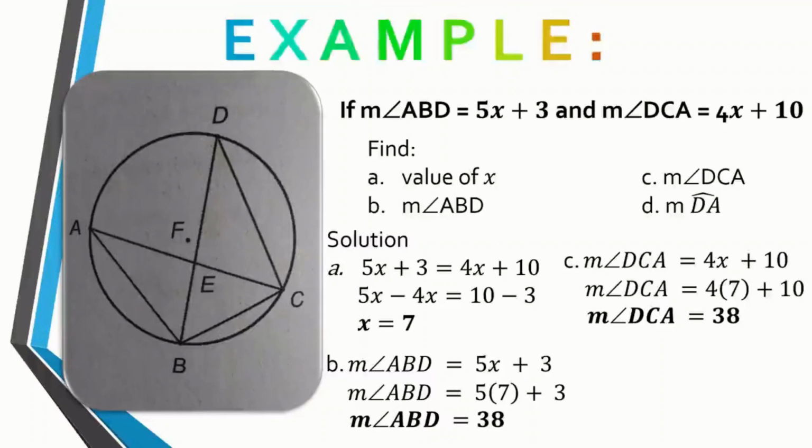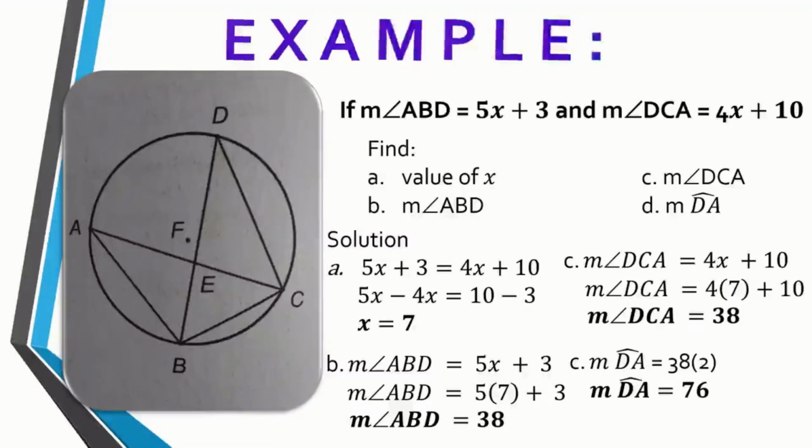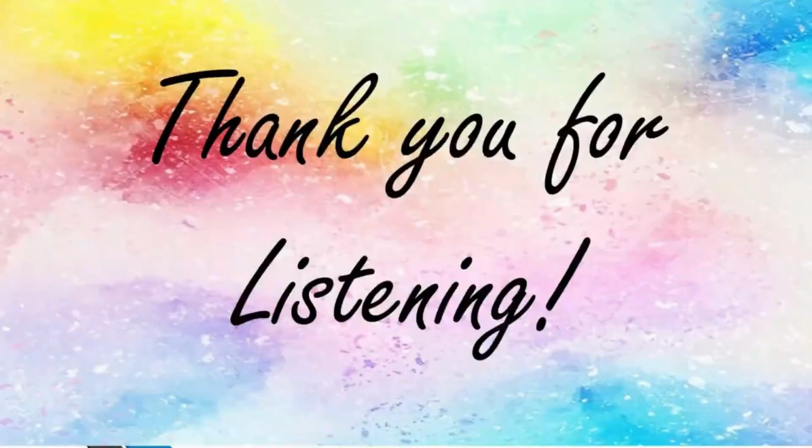And last one, the measure of arc DA. So, since ABD and DCA are equal, they are both 38, so their intercepted arc is arc AD. So, we have to multiply it by 2 using the inscribed angle theorem. So, 38 times 2, then the measure of arc DA is equal to 76.